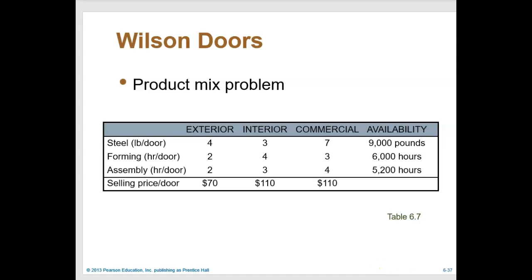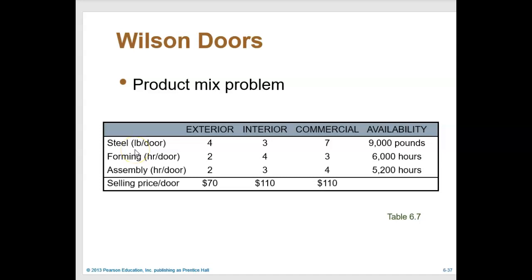The full description of this example is given in the textbook under chapter 6, but just to give you a brief summary of what the problem at hand is, let's consider the product mix problem for Wilson Doors Company. The company manufactures 3 styles of doors: exterior, interior, and commercial. Now, each door requires a certain amount of steel and 2 separate production steps. You can see that in the table here.